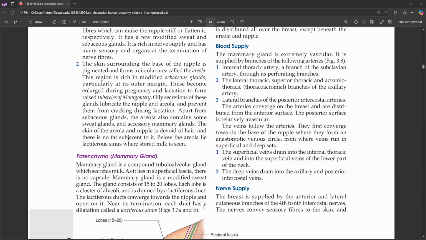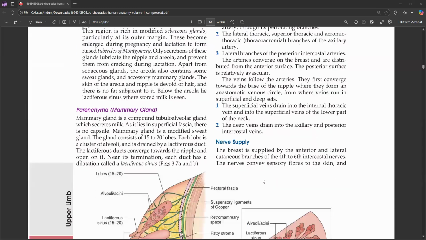The veins follow the arteries. They first converge towards the base of the nipple, where they form an anastomotic venous circle from where veins run in superficial and deep sets. The superficial veins drain into the internal thoracic vein and into the superficial veins of the lower part of the neck. The deep veins drain into the axillary and posterior intercostal veins.